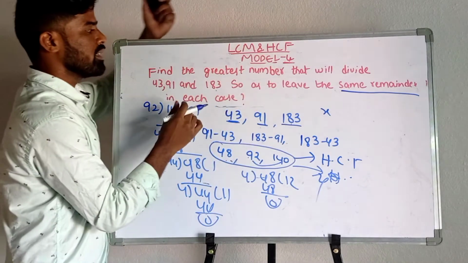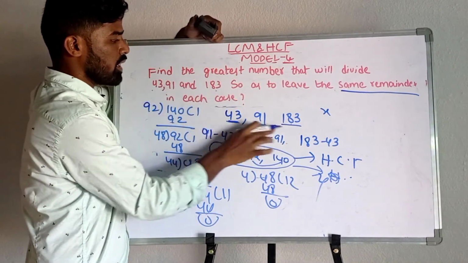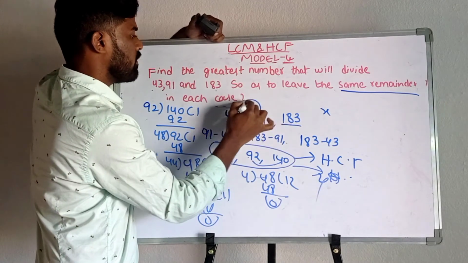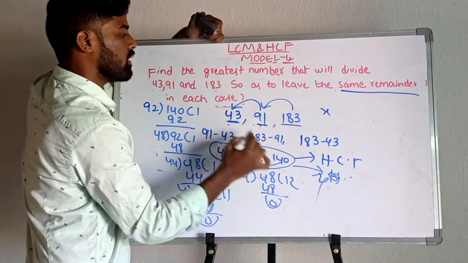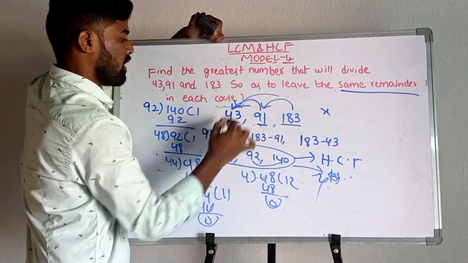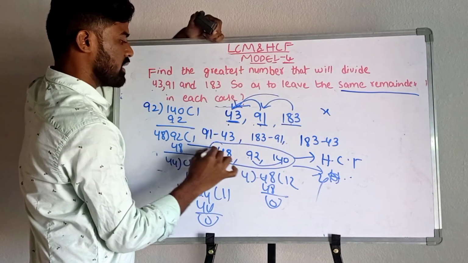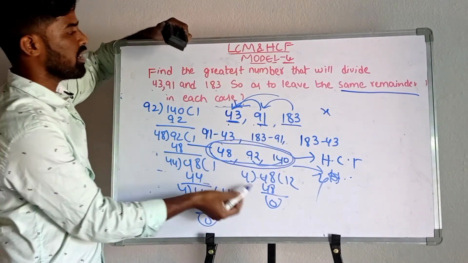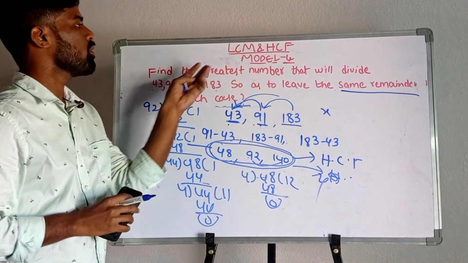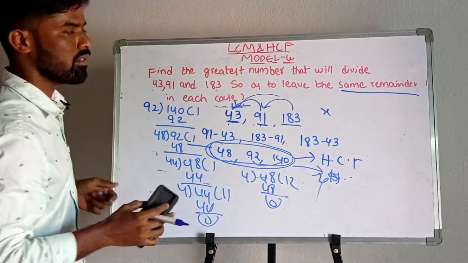What we have done here is, first we have written down the numbers, then we subtract: 91 minus 43, 183 minus 91, 183 minus 43, and we find the HCF of these three numbers, and that will become our answer. This is about model 4. Next we will discuss model 5.